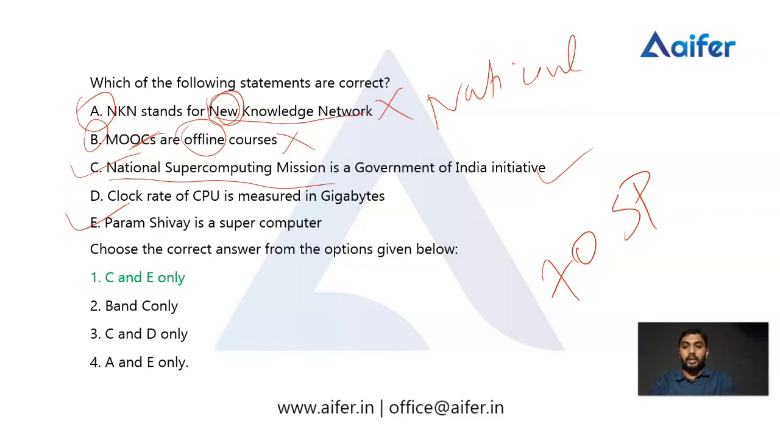And regarding D, the clock rate of CPU is measured in gigabytes. It is wrong. It is calculated in gigahertz. Gigahertz is used to calculate the clock rate of a CPU. Don't forget it. And Param Shivay is a supercomputer. That is right. So among these 5 statements, only options C and E are right. Others are wrong. So all these things you have to understand very clearly.